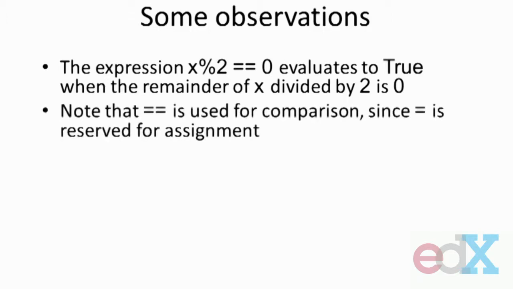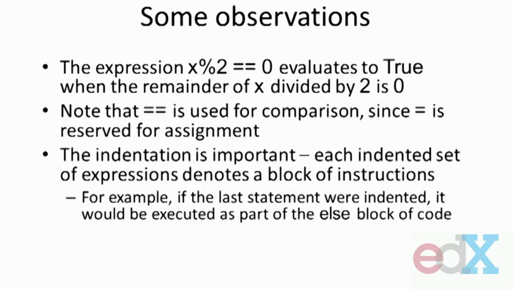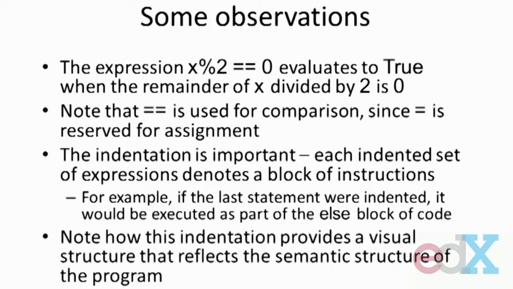As we said before, we're using the double equal sign for comparison, because a single equal sign is reserved for assigning a name to a value. We've already talked about the indentation, which is important. It denotes a block of instructions. And that indentation gives us a nice visual structure that helps reflect the semantic structure of the program.